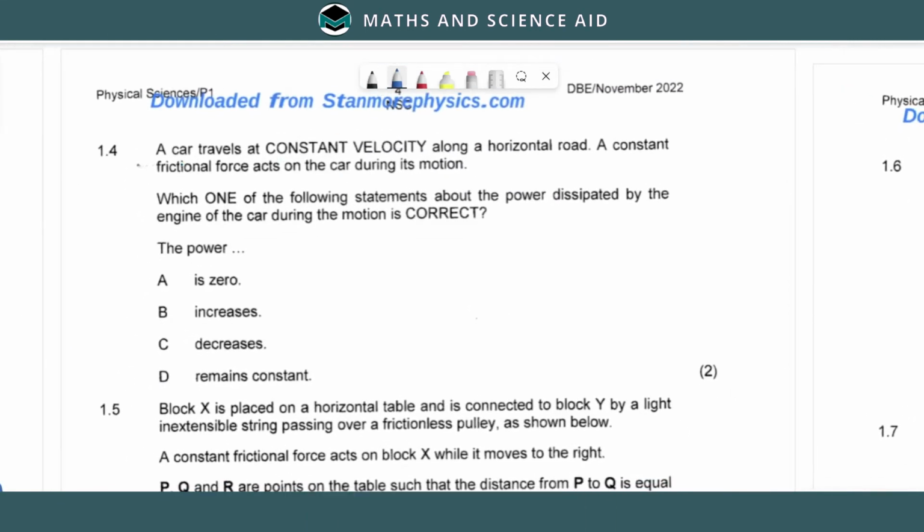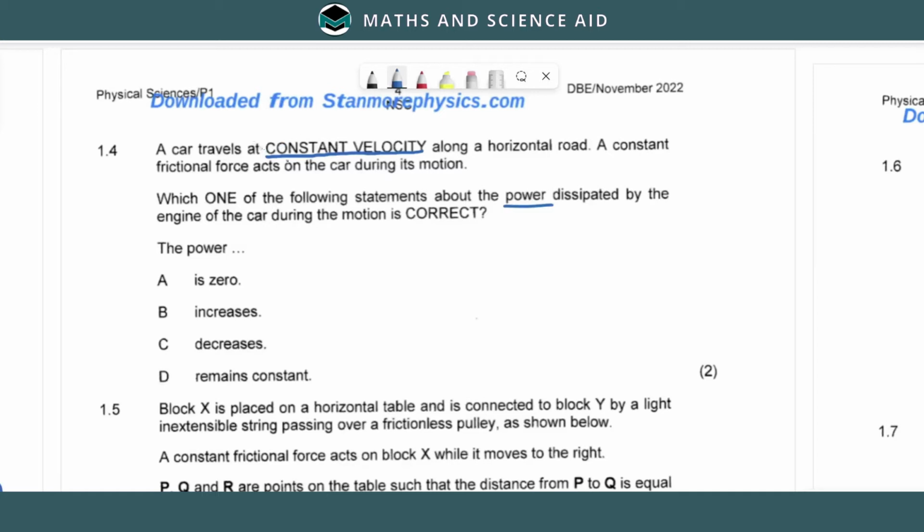Okay, now 1.4 says a car travels at constant velocity along a horizontal road. Okay, this is very important. So a constant frictional force acts on the car during its motion. And the question is, which one of the following statements about the power dissipated by the engine of the car during the motion is correct?